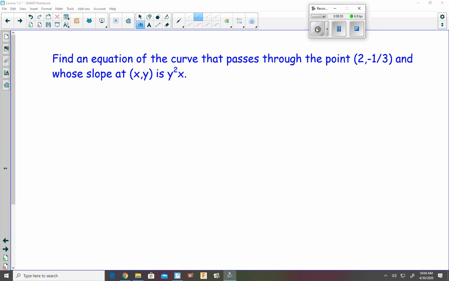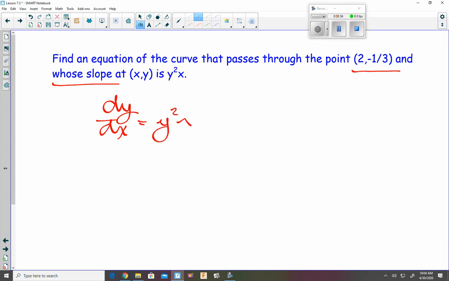In this next example, we're adding in an initial condition that this is going to pass through the point (2, -1/3). So that's just like when we did the acceleration and distance and speed problems, where we would have an initial condition that would allow us to plug in and find the value of c. It's going to be the same thing here.